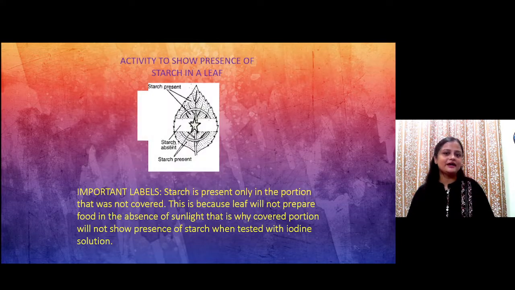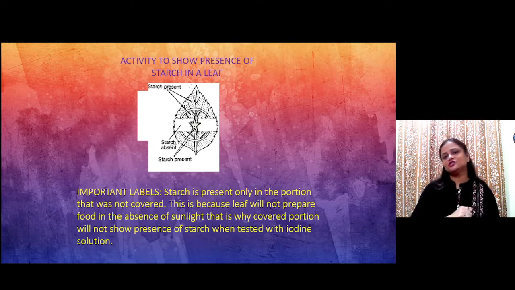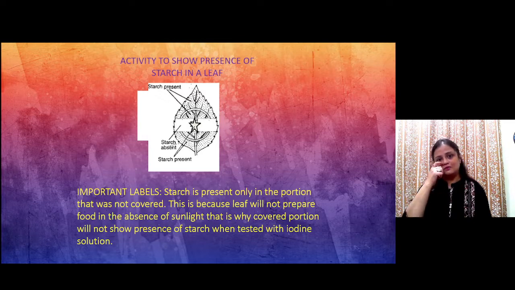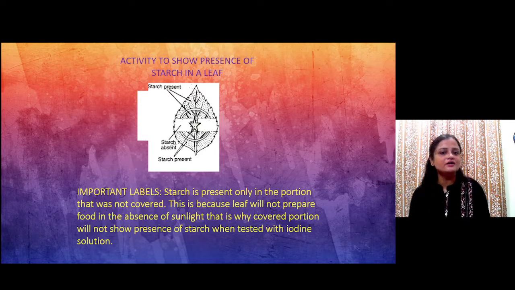Next important diagram is to show the presence of starch in a leaf. So when a certain portion of the leaf is covered, that particular portion will not show the presence of starch when tested with iodine, as is shown in the figure. And this diagram is self-explanatory. It is showing that the starch is present where the leaf was uncovered, whereas starch was absent where the leaf was covered with dark paper.